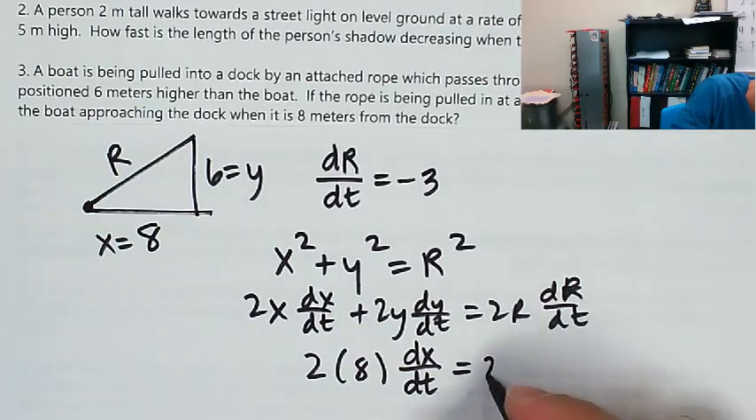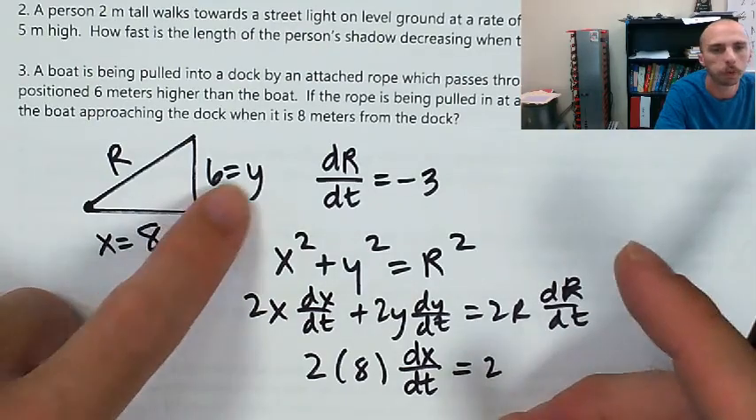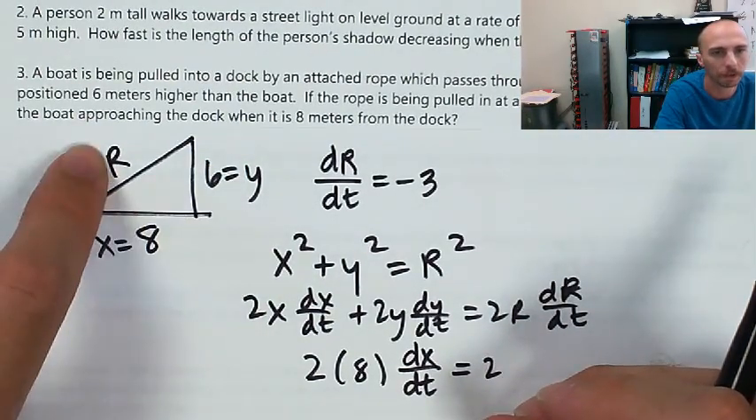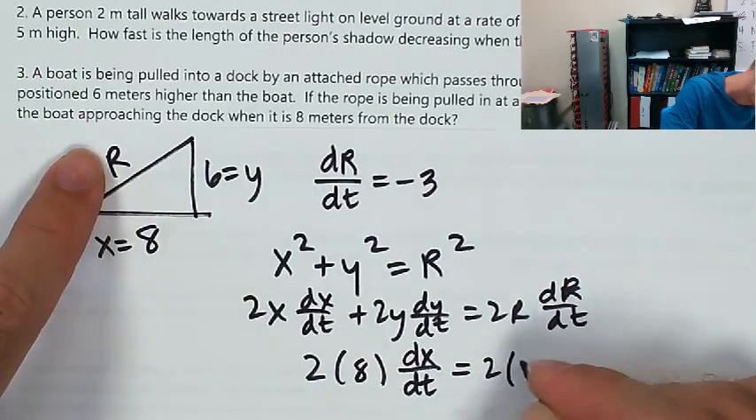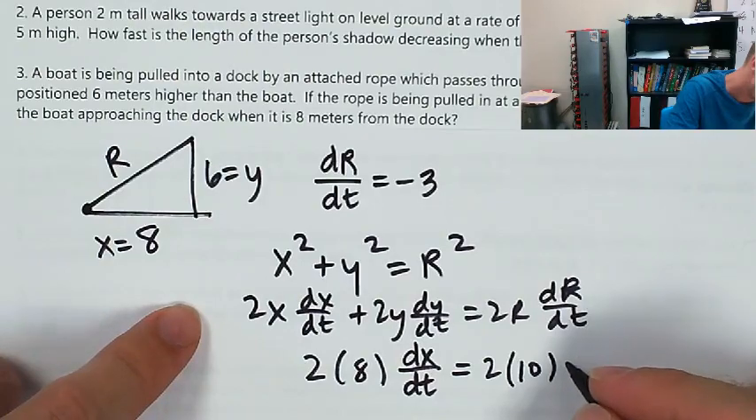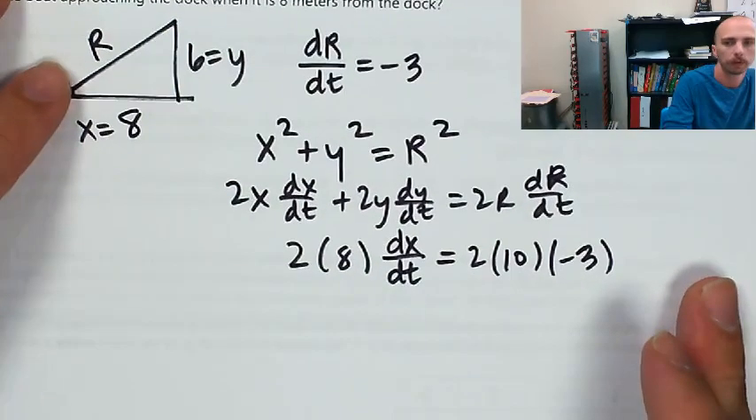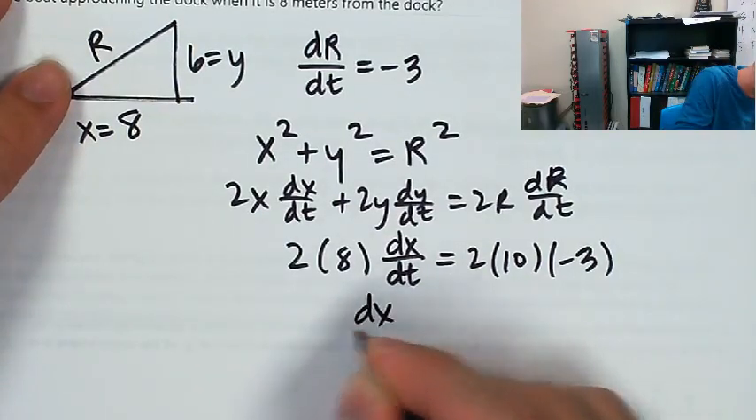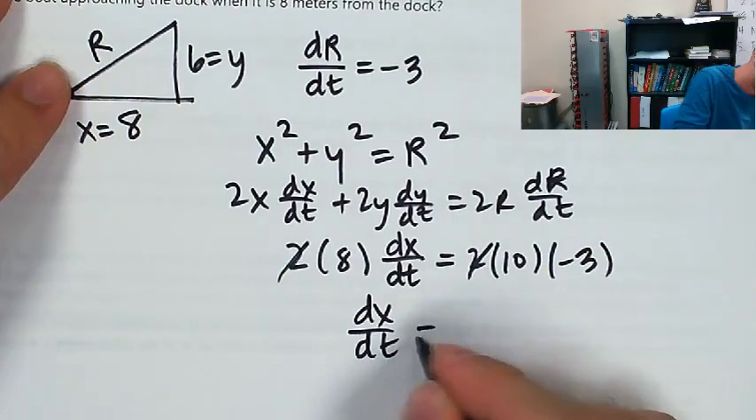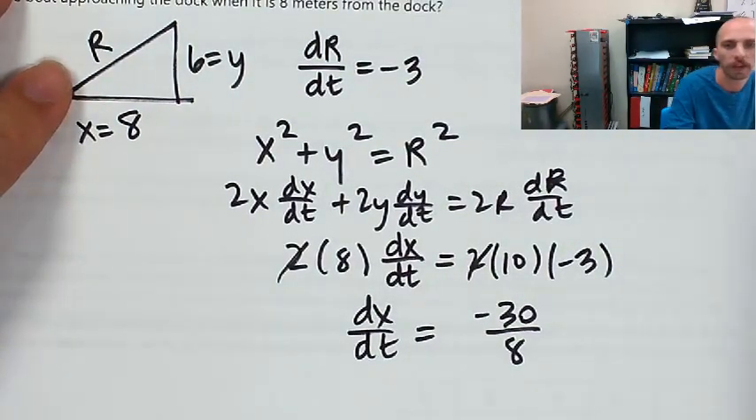equals 2r dr/dt. Now, when x is 8 and y is 6, that's twice as much as the 3, 4, 5 triangle, right? 3, 4, 6, 8. That means r needs to be 2 times 5, and that's going to be 10. And dr/dt is, what is it, -3. All right, so we're going to scoot that up a little bit, and I'm going to solve for dx/dt, divide by 2, and I'll get -30 divided by 8. Probably meters per second.